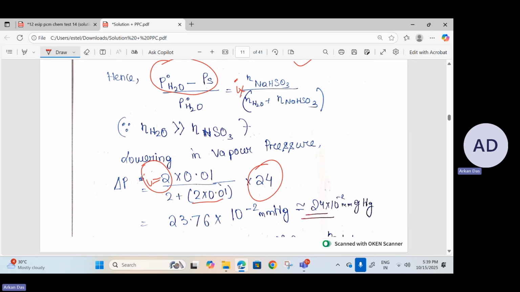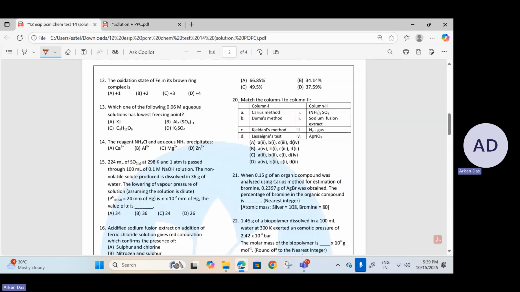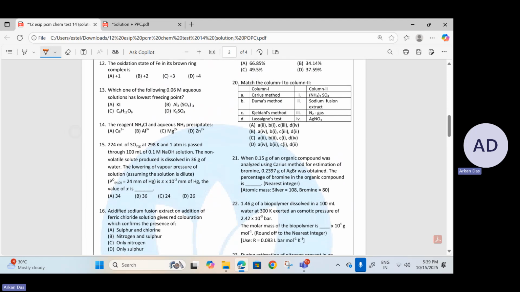Now, what is 24? You will be asking me. 24 is nothing but the pure pressure of H2O that has already been told, and that's why after all calculation, we are getting 24 into 10 to the minus 2. Henceforth, the answer is becoming 24 as answer.